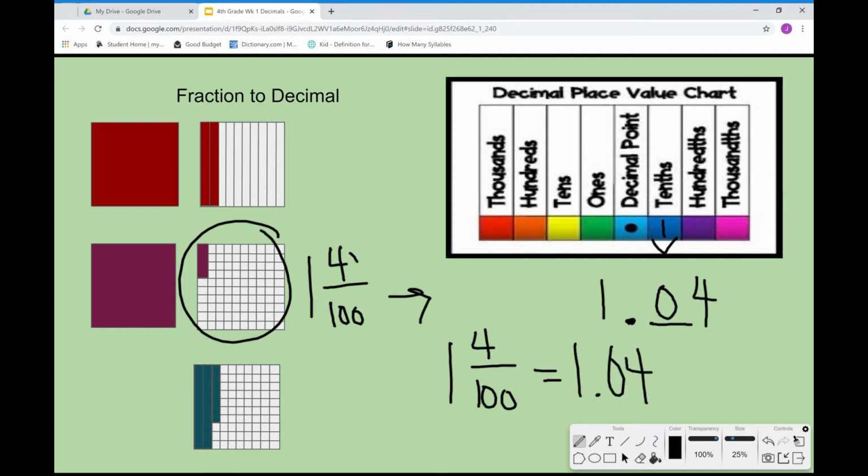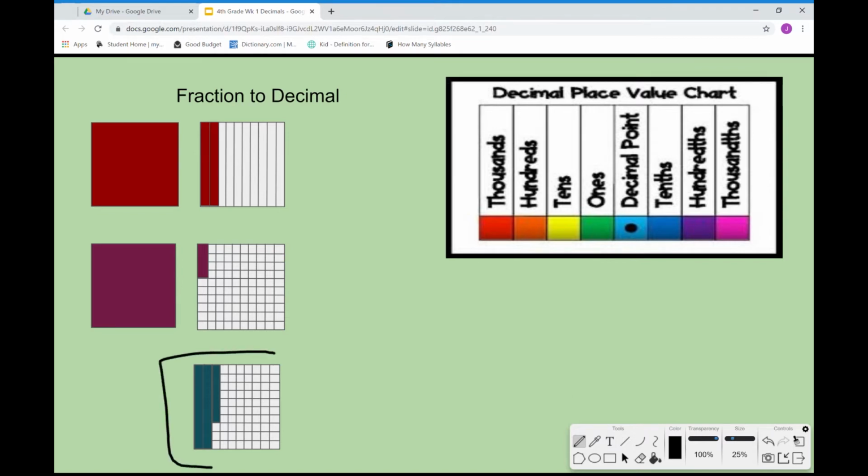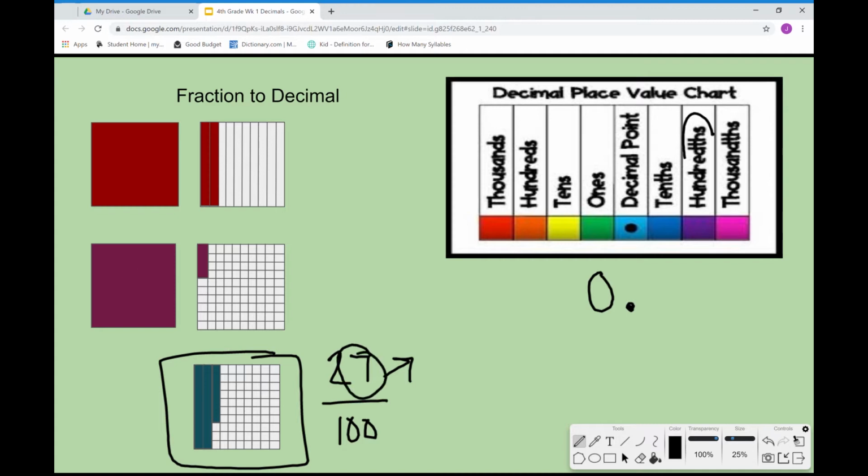Our last problem is a single block divided into 100 parts. So as a fraction, we would write 27 hundredths because 27 of the 100 pieces are shaded in. This time, we put a 0 in the ones place to show that there are no whole blocks. Now, to write the 27, the last digit of the number should always be in the place that is said. Since it is hundredths, we put the 27 so that the 7 is in the hundredths place.